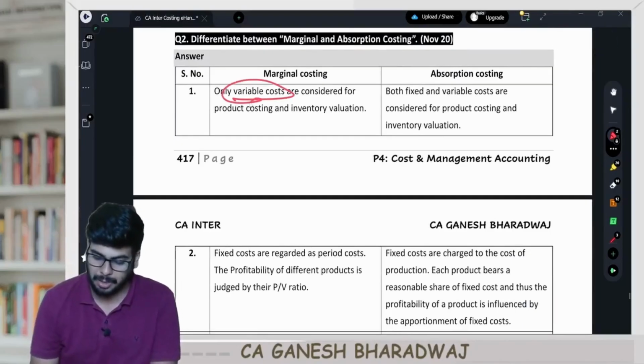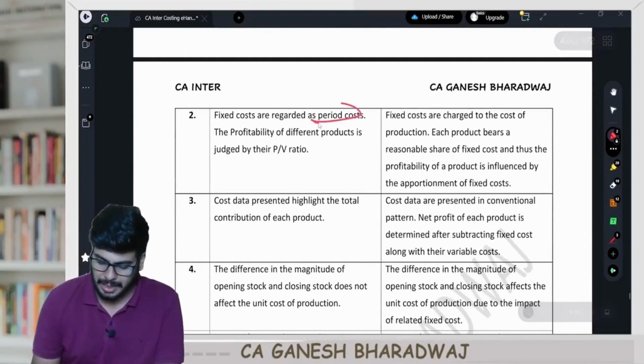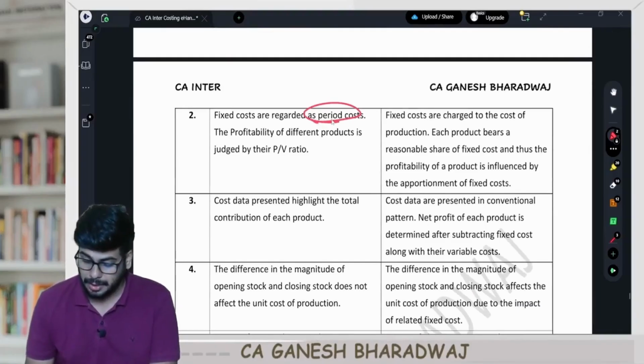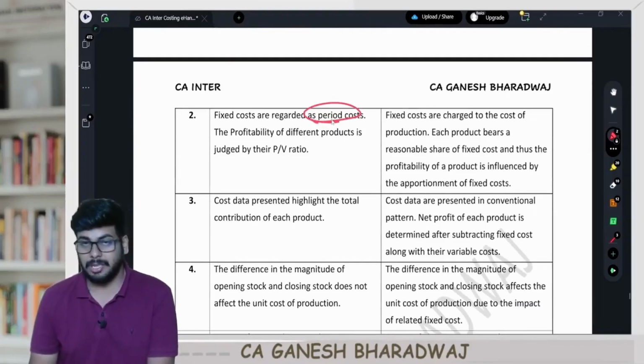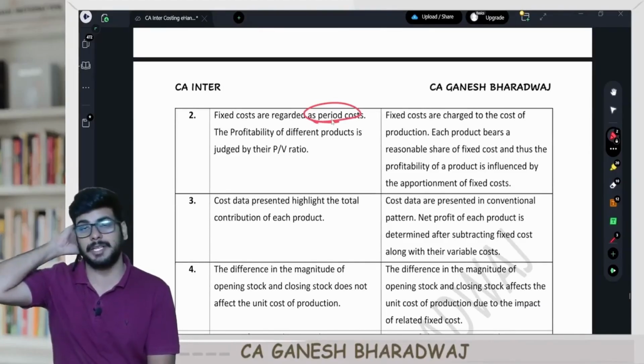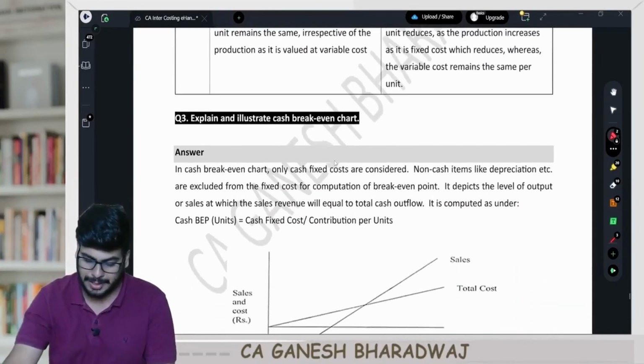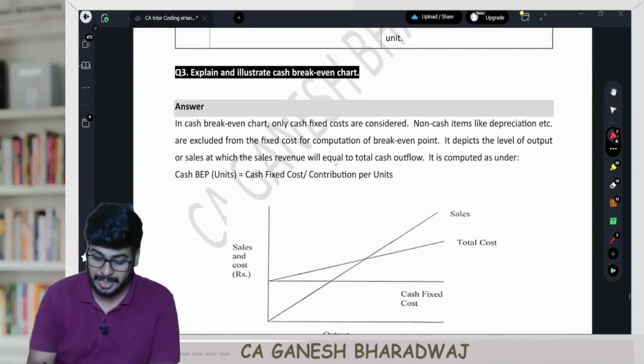Look at this. Only variable costs are considered. Both fixed and variable is considered. All fixed costs are taken as period costs, right? Whereas in marginal costing, the fixed manufacturing costs are actually not treated as period. They are only product. Are you clear with this? So they have given all these particular examples.